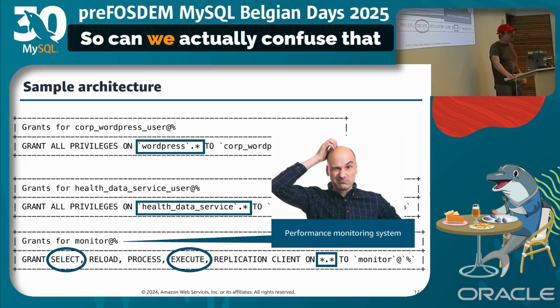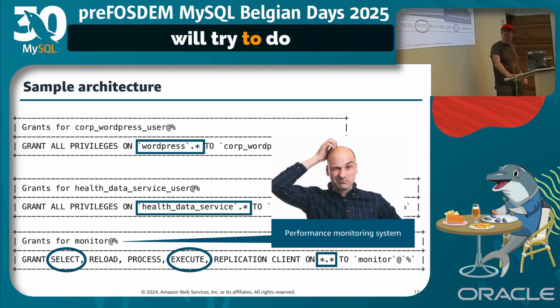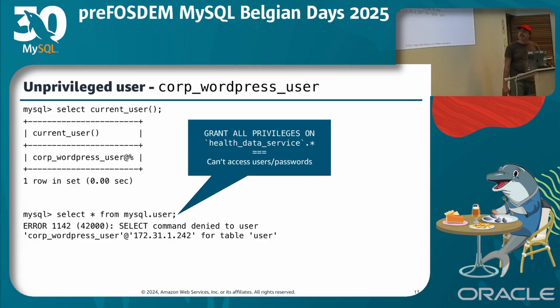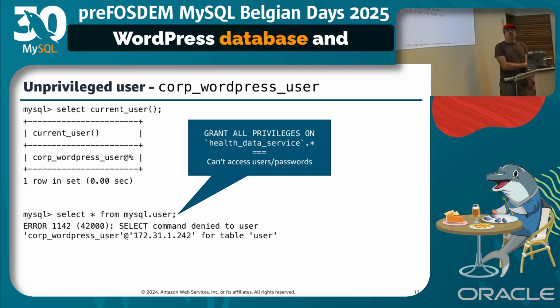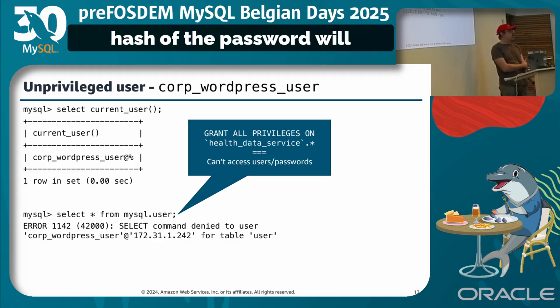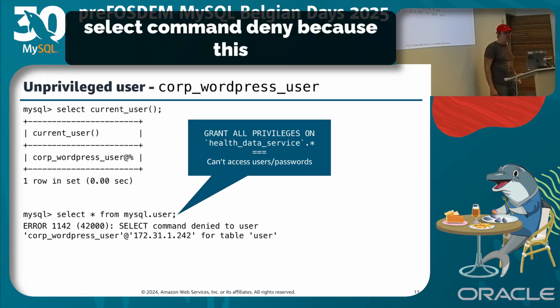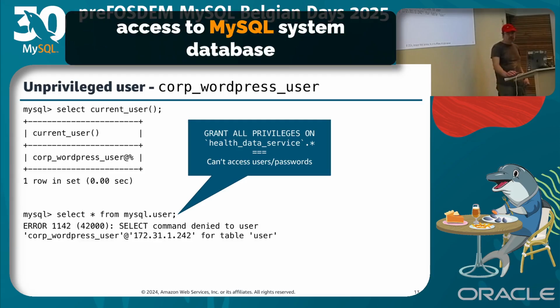So, can we actually confuse that monitoring user to give us a global select privilege? And this is what we will try to do. If we have control over the WordPress database and we try to retrieve the hash of the password, we will not be able to do that. Select command denied, because this WordPress user doesn't have access to the MySQL system database.